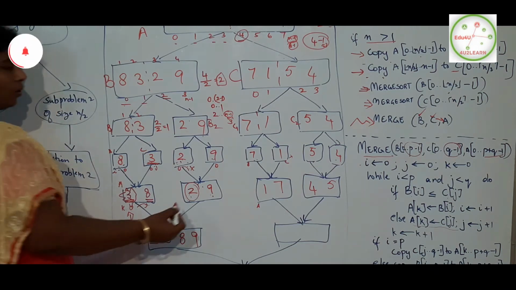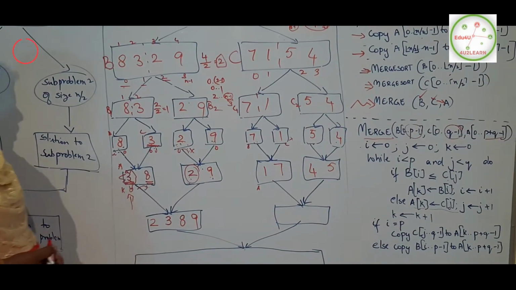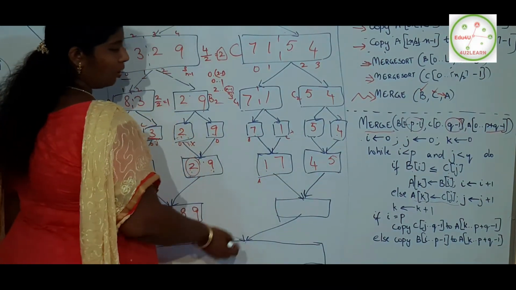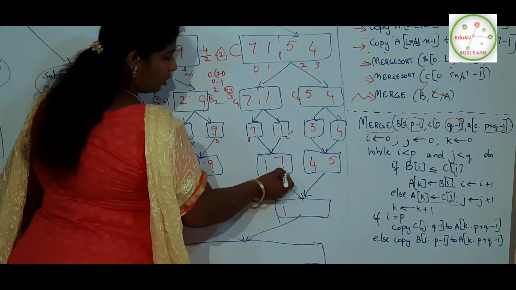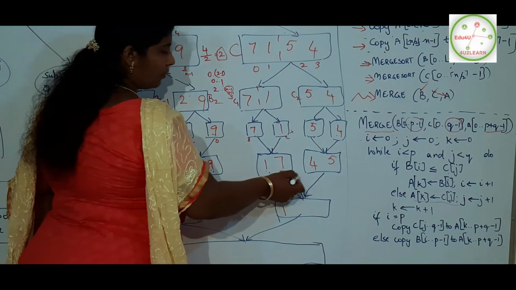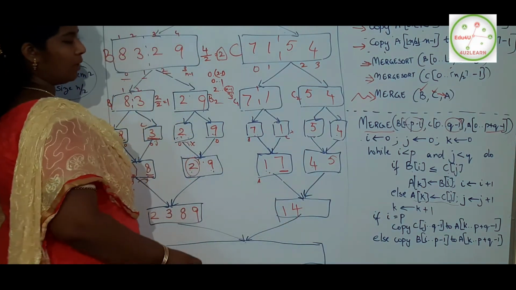So now on the whole, we have two different subproblems with many different items here. So what happens? 1 is compared with 4. So obviously we know 1 is the smallest element. So here the next position it is being transferred to. So now 7 is compared with 4. We know 4 is the smallest number. So 4 is being added.